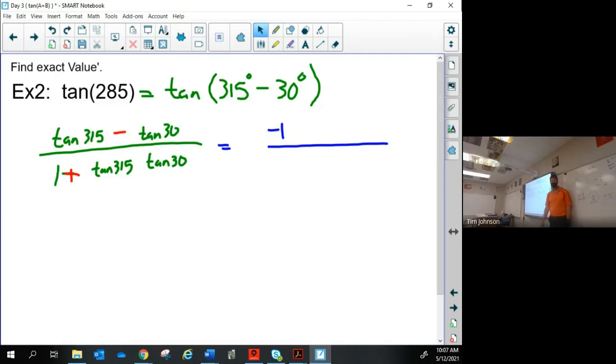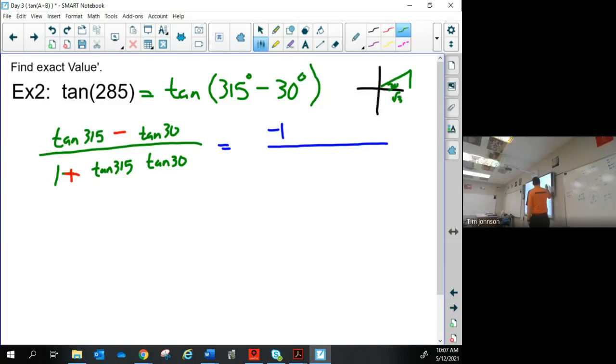Okay, tangent of 30. You know that one off the top of your head. Well, this one is looking at me like I'm crazy for knowing them off the top of my head. Okay, well, 30 degrees is right over here. We know the square root of 3 is there. 1, 2, tangent is going to be 1 over the square root of 3. Okay, so, oh boy, this one's going to be fun. This one's going to have fractions in it. So now we have 1 plus -1 times 1 over the square root of 3.